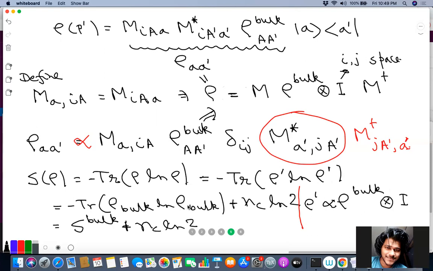Excuse me, sir. Will not the proportionality constant of that equation, rho prime proportional to rho bulk tensor I, contribute some factor in the last line? See, here I have written a proportionality constant, but as long as the trace of rho bulk is 1, if rho bulk is normalized, the proportionality constant is just 1 over 2 to the N_C.